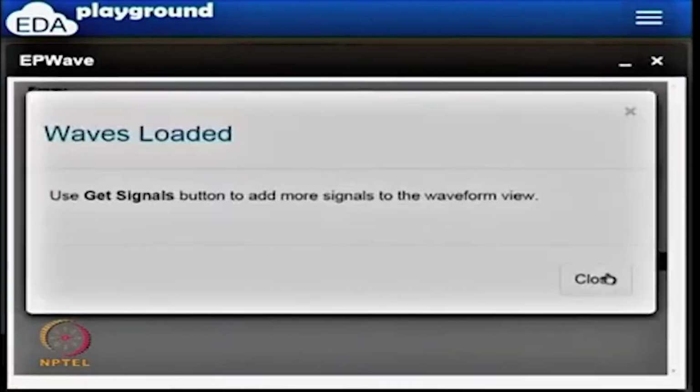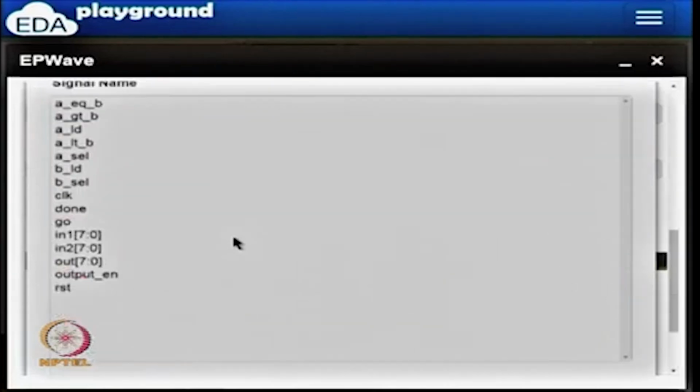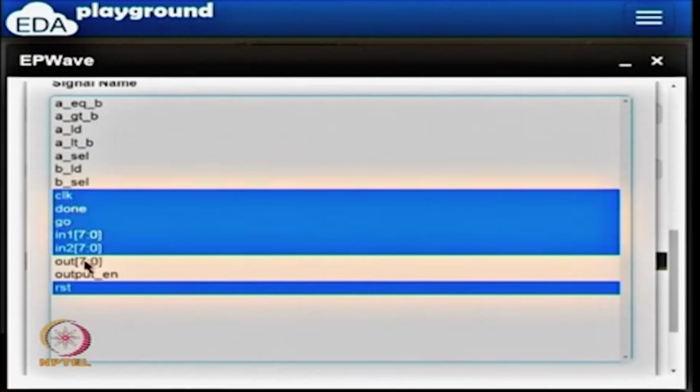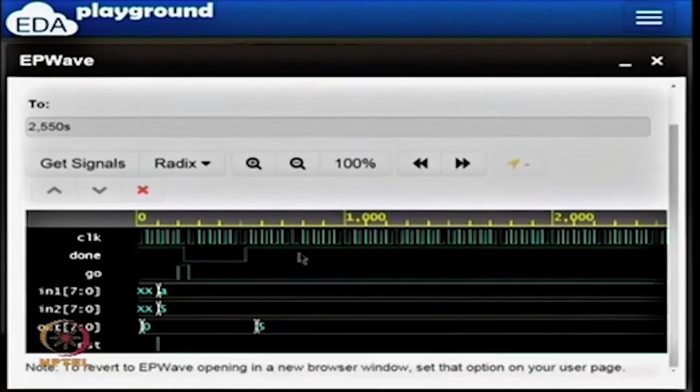So, it is opening a waveform, let me get the appropriate signals. In the GCD machine I need clock, reset, the 2 inputs, go, done and the output. So, these are all the things that my GCD machine has. So, I select all of them and let us look at it.